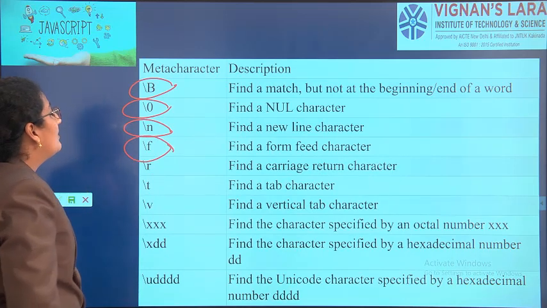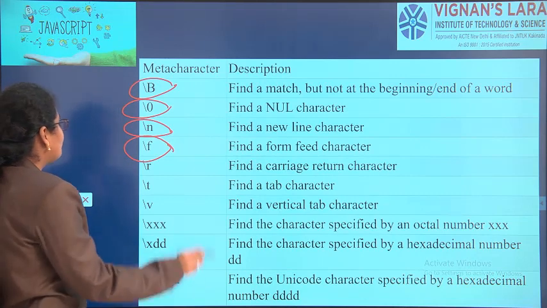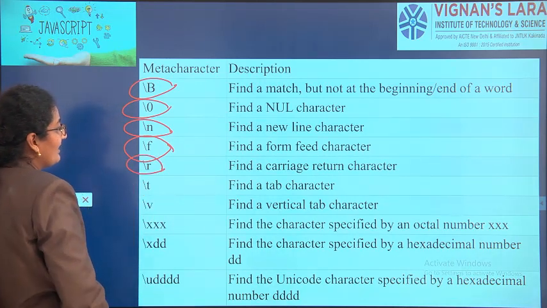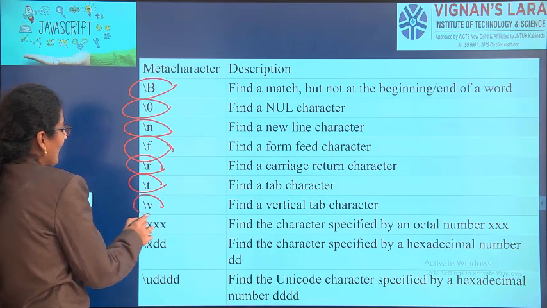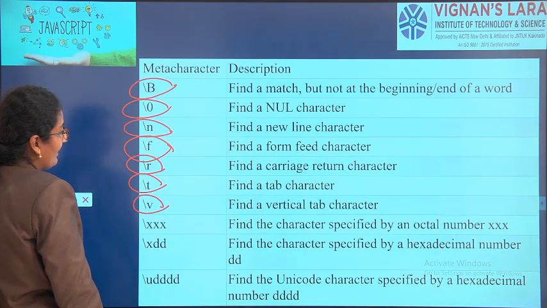Slash small f, find a form field character. Slash R, find the carriage return character. Slash T, find a tab character. Slash V, find a vertical tab character.